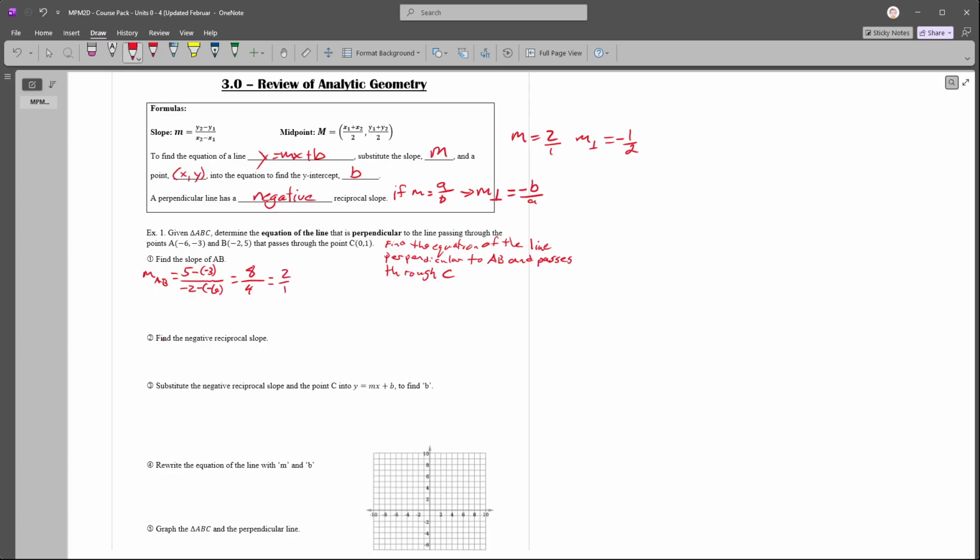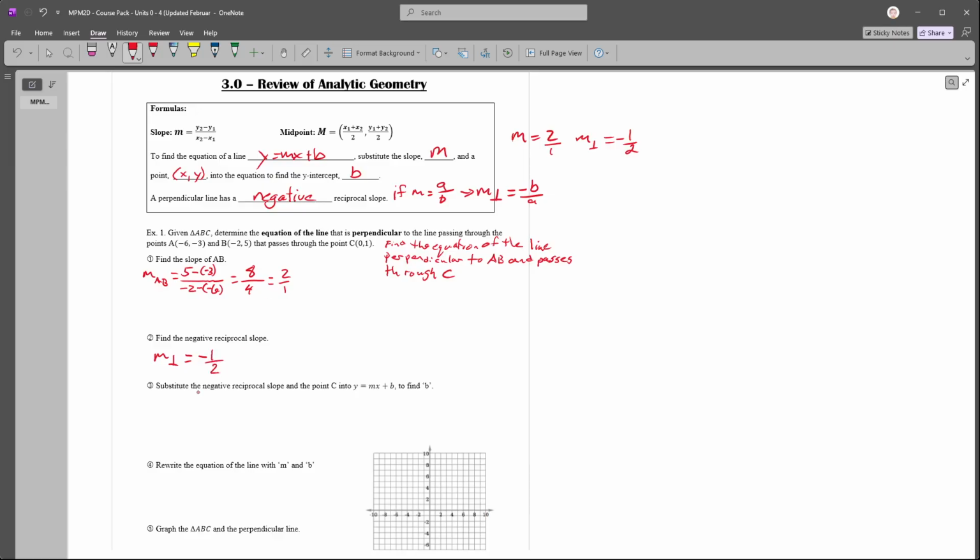But because my next step is to find the negative reciprocal of that slope, I kind of need that fraction. So we're going to use this. We're going to say m perpendicular is equal to the negative reciprocal. So negative, because it's a positive right now, of 1 over 2.